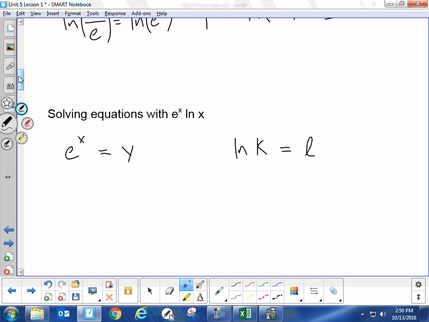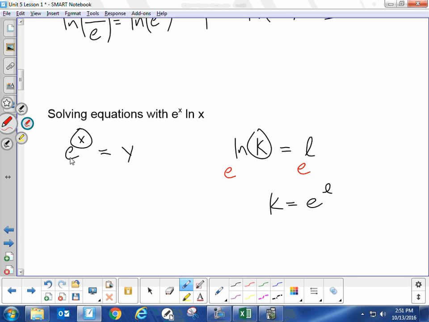So we need to be comfortable with those. We need to be comfortable with solving equations with e to the x and log x. If I have e to the x is equal to y, or log of k is equal to l, and say I want to solve for x, or say I want to solve for k, we kind of already worked with the log of k is equal to l. To get rid of the log, I would take e to the power of both sides, giving me k is equal to e to the l. I've solved for k. Now notice it's e to the power, it's not e times the value. It's a different kind of algebraic technique.